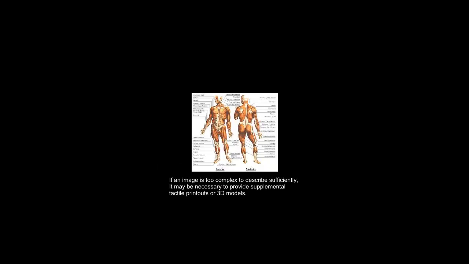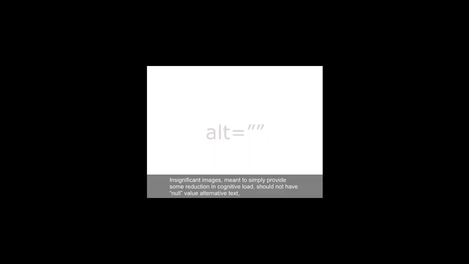If the element is a chart or graph, it is best not only to describe the graph, but also to indicate the significance of the information being presented. A chart can usually be accompanied by a table containing the same information. If an image is too complex to describe successfully, it may be necessary to provide supplemental tactile printouts or 3D models. Insignificant images meant to simply provide some reduction in cognitive load should have null value alternative text, meaning the HTML alt tag should equal empty quotes.